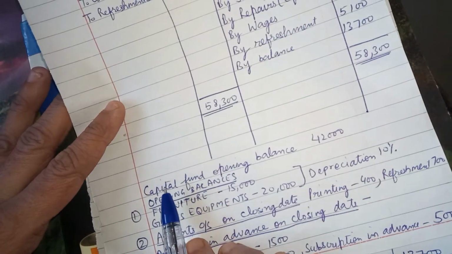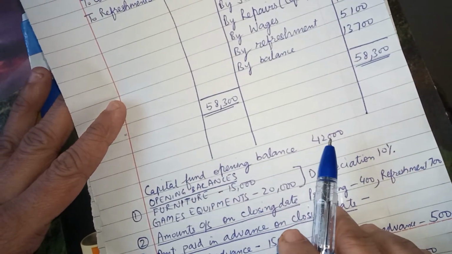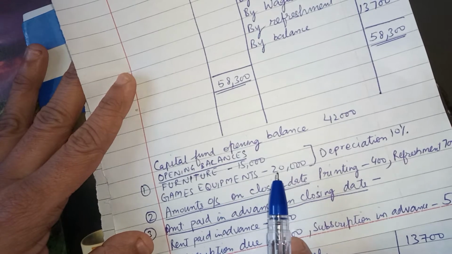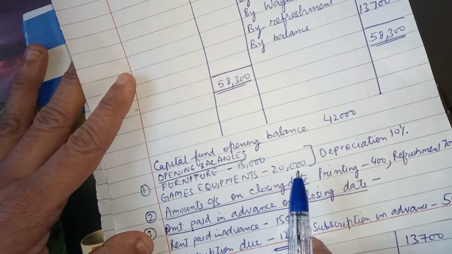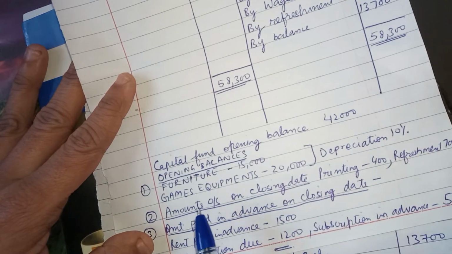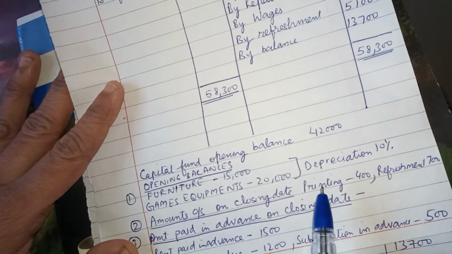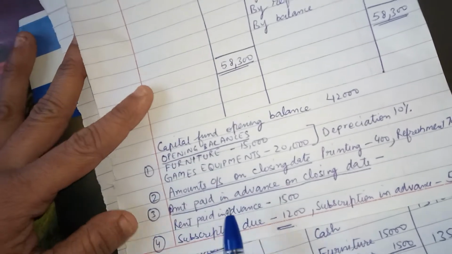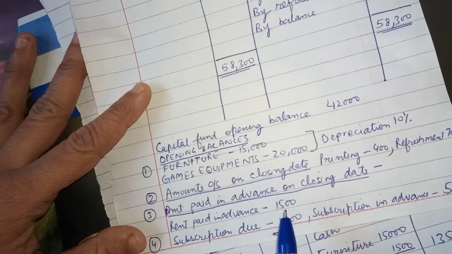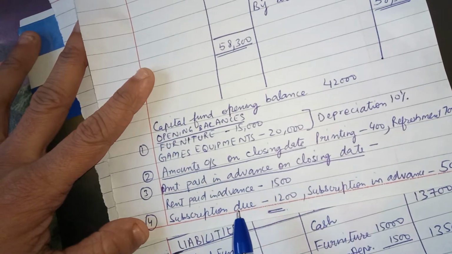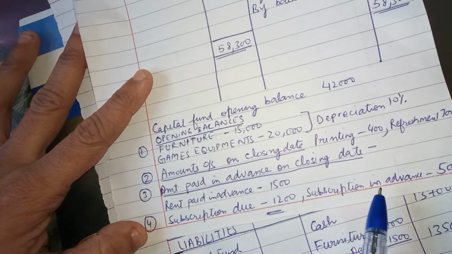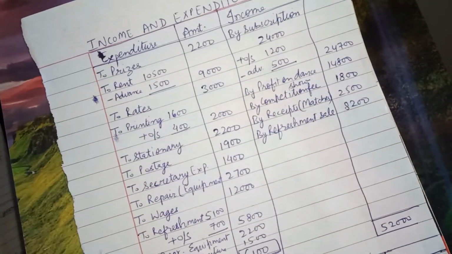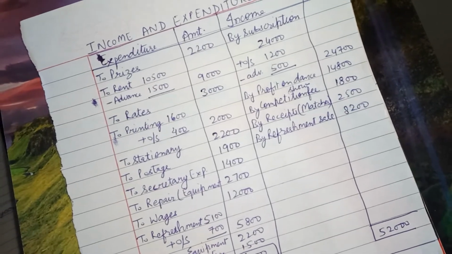Then we have the capital fund opening balance of 42,000. Opening balance of furniture is 15,000. Games and equipment is 20,000, and we have to depreciate both the assets at the rate of 10%. The amounts outstanding on closing date: printing expense outstanding is 400, and for refreshment is 700. Amount paid in advance: rent paid in advance is 1500. Then subscription due is 1200 and subscription in advance is 500. We will prepare the income and expenditure account and balance sheet side by side.